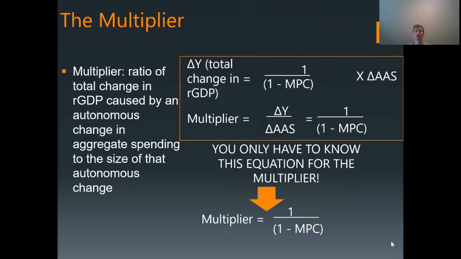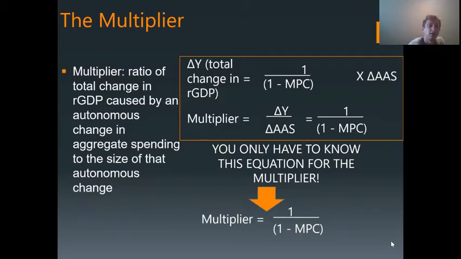And that's the multiplier. This is a Keynesian idea. The basic idea of this is it's the ratio of the total change to real GDP caused by an autonomous change in aggregate spending to the size of that autonomous change, which sounds crazy. But the easiest way to think of this is, let's say government changes its spending by $100. So that's $100 going out into the economy. And to simplify, let's imagine $100 going to one person.